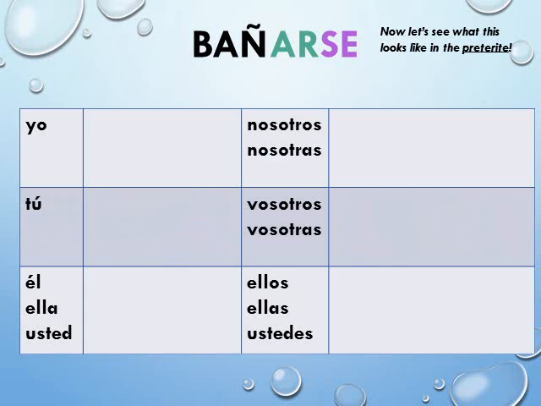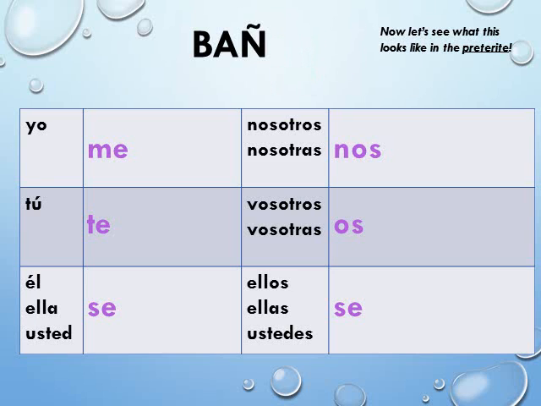Okay? So we have our famous chart, of course. First thing we do is take off the se, and then we put our pronouns in our chart, okay? So, yo, me, tú, te, etc. Then, since bañar is an AR verb, we're going to take the AR off, and then add our endings for each one of the forms.